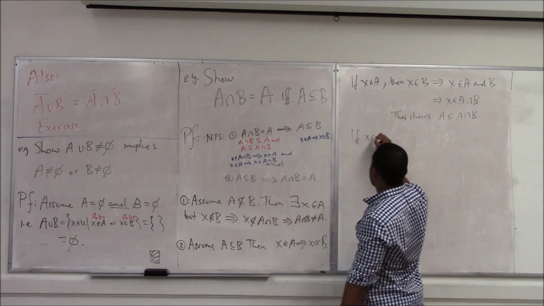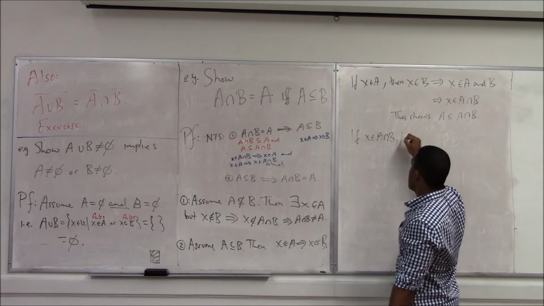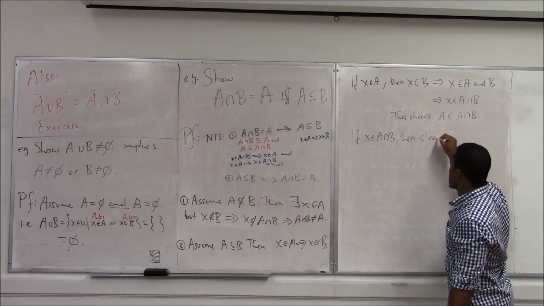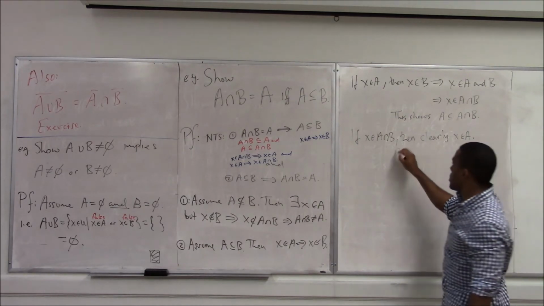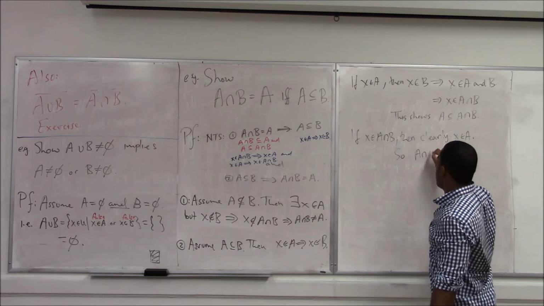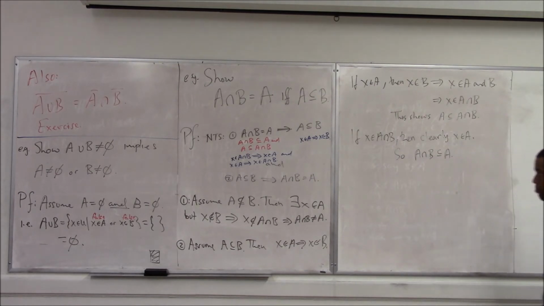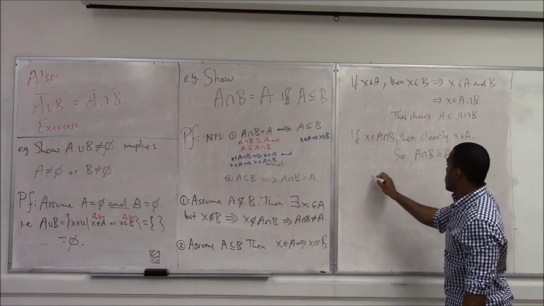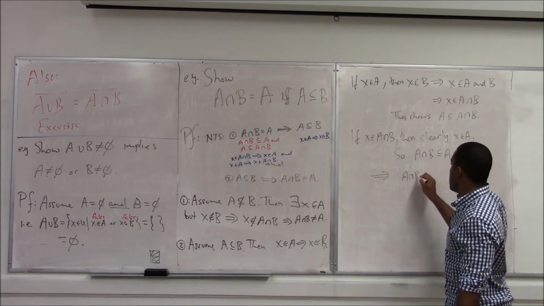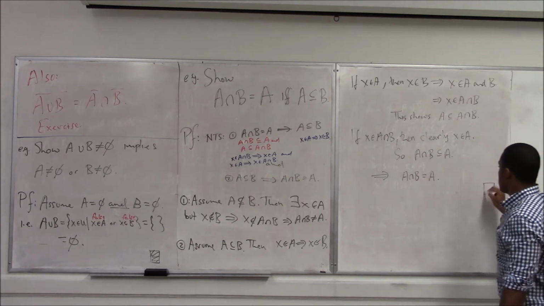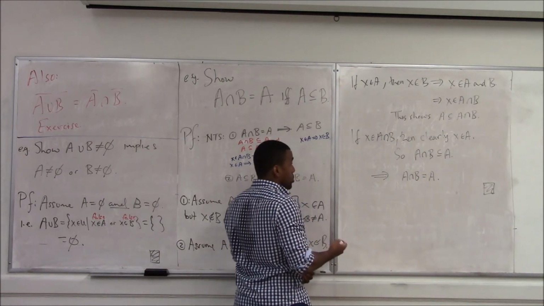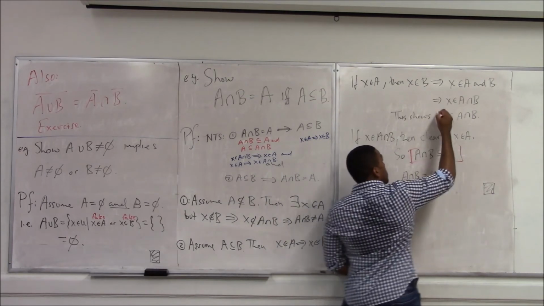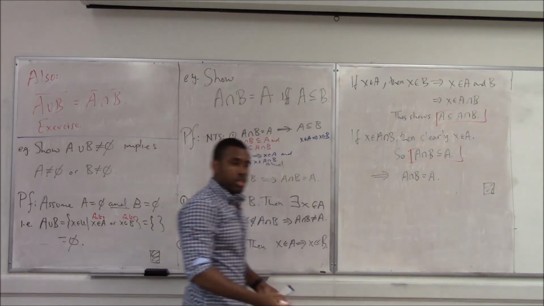Now if x is in A and B, then clearly x must be in A. So A intersect B is a subset of A, which, by the way, is always true. And so this means ultimately that A intersect B is equal to A, because I showed the 2 subset relationships. And that by definition is what equality means.